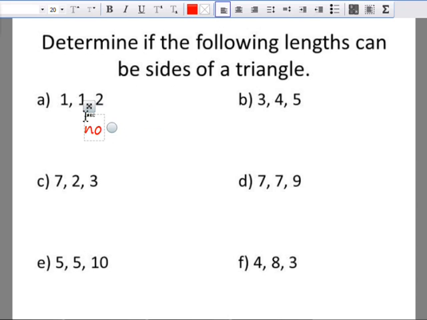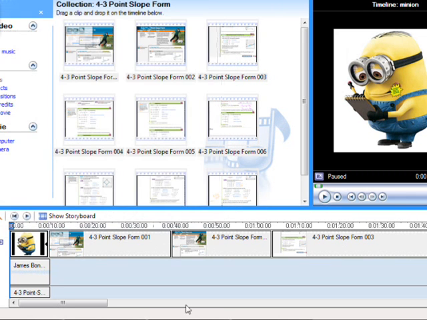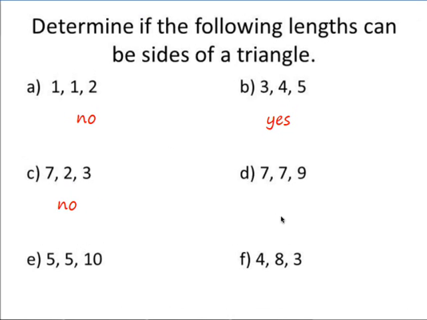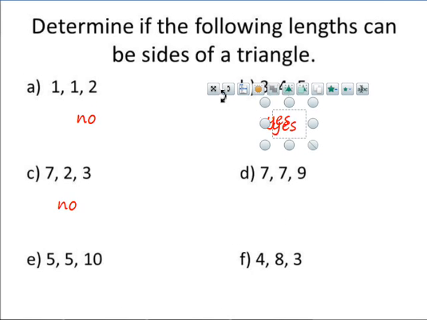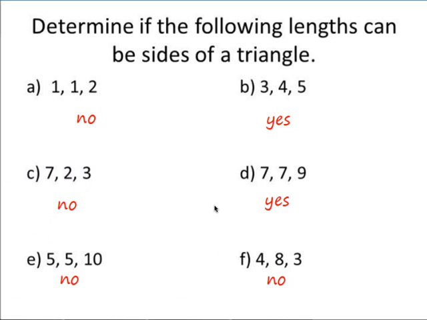Determine if these lengths make a triangle. This one is a no. 1 plus 1 is not more than 2. This one's a yes. This one's a yes. 3 plus 4 is 7, so that's more than 5. Here, it's not the first 2, it's the smallest 2, so 2 plus 3. So this one's a no. Okay. 7 plus 7 is more than 9, so that one's a yes. 3 plus 4 is not more than 8, so that one's a no. And 5 plus 5 equals 10. It's not more than 10, so that one's also a no. So of these 6, only 2 of them actually will form triangles.